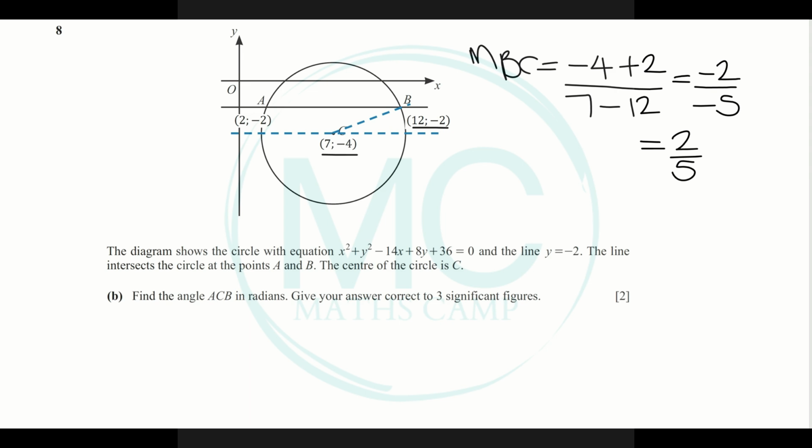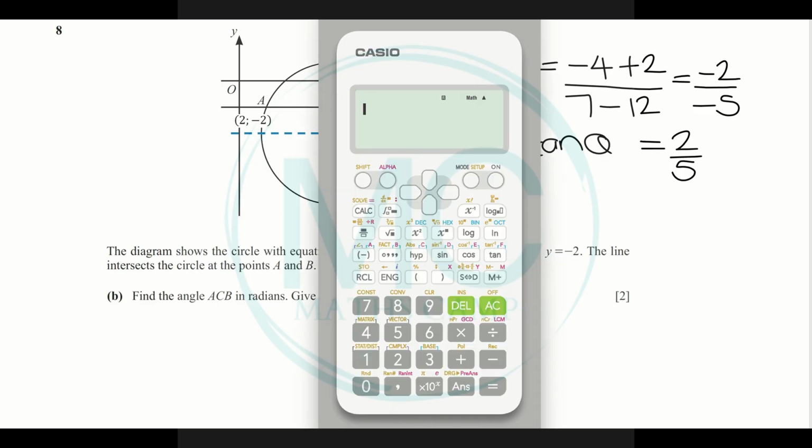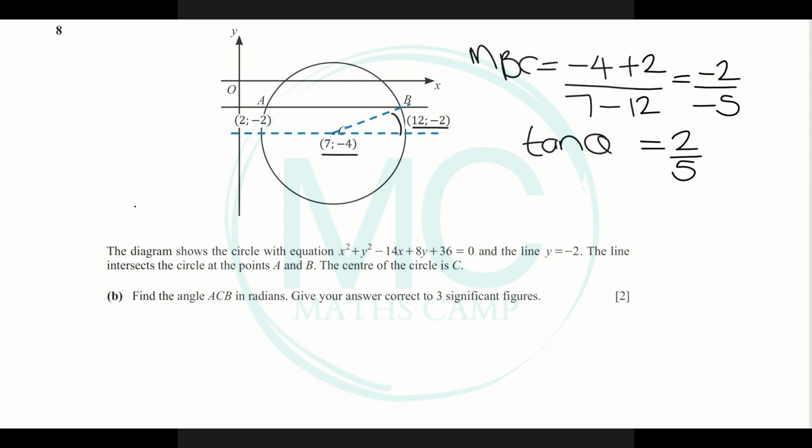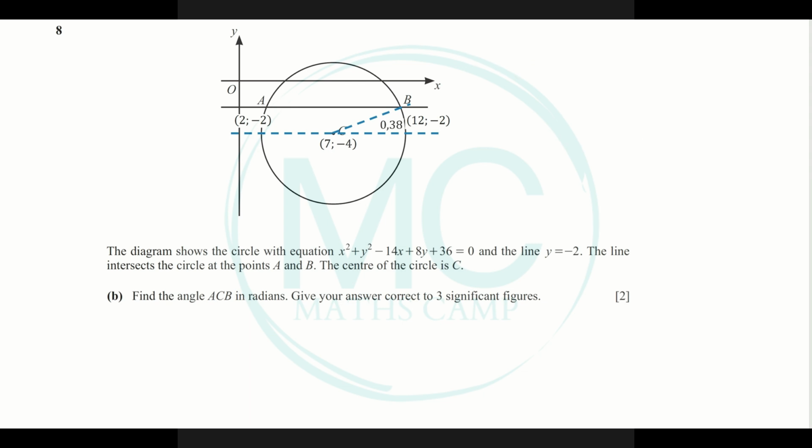To find the angle, this acute angle over here, I can say that tan theta is equal to 2 over 5. And now I can take my calculator and I can say shift tan 2 over 5, close the bracket, is equal to 0,38 radians. This is the acute angle. So I can put this into my diagram over here.